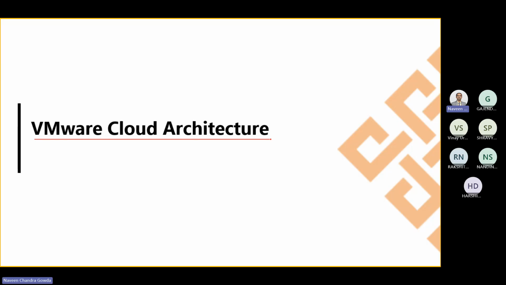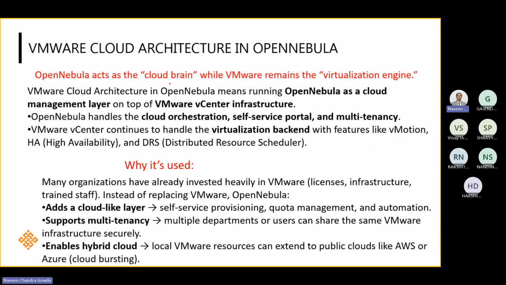Now we are trying to combine two different environments: the VMware-related services with the enhanced service of cloud. How best can we bring this out? That is the concept right now, the VMware cloud architecture. OpenNebula acts like a brain, whereas VMware is the virtualization engine. That is where we combine the two items, VMware and the cloud, to provide cloud services in the virtualization environment.